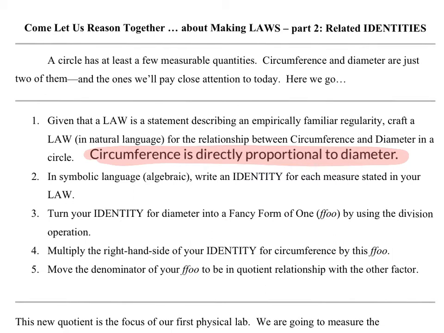So now it says in symbolic language, algebra, write an identity for each measure. So that would be circumference equals circumference, diameter equals diameter. Then it says turn your identity for diameter into a fancy form of 1. Well, we just did that. Divide both sides by d, and you get d per d equals 1. Multiply the right-hand side of your identity on circumference, or the dependent variable, by your fancy form of 1.